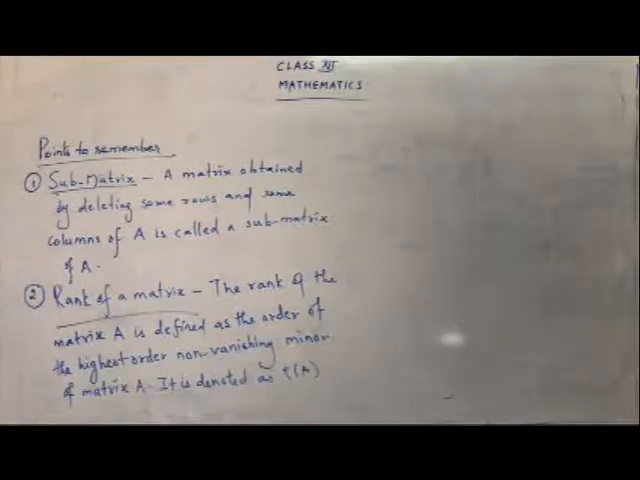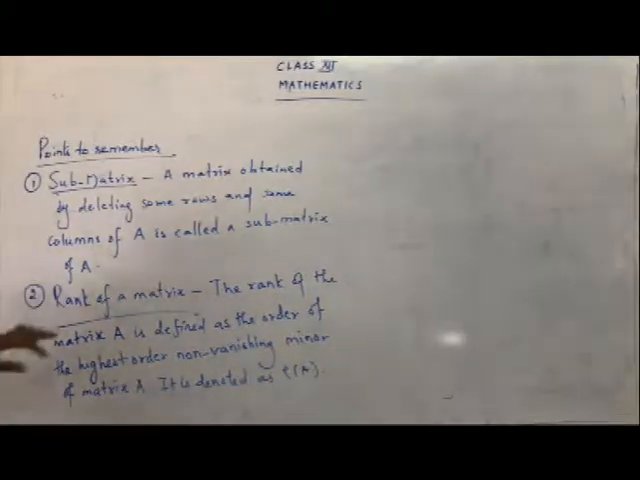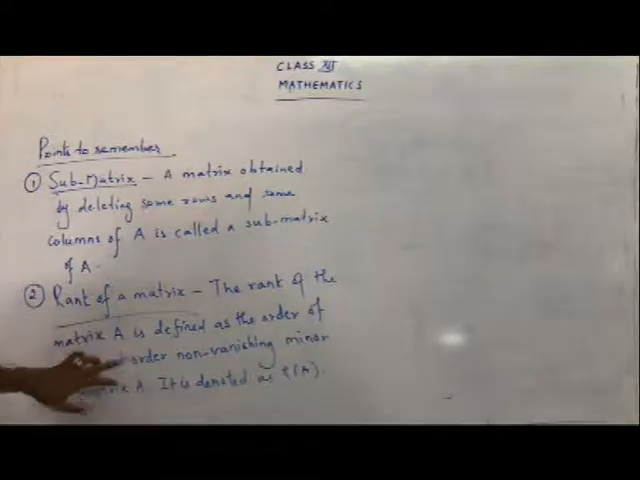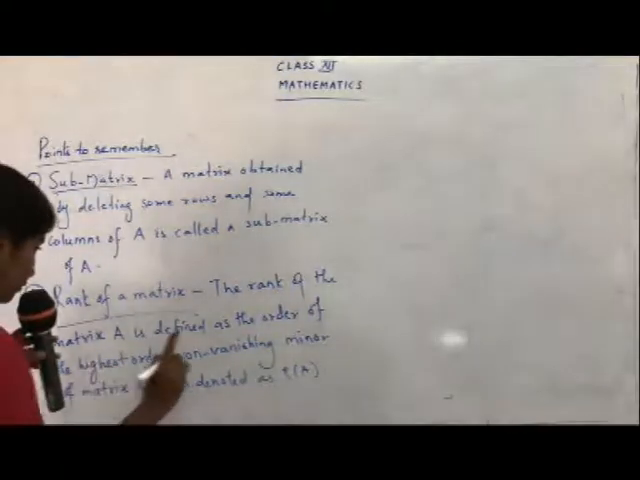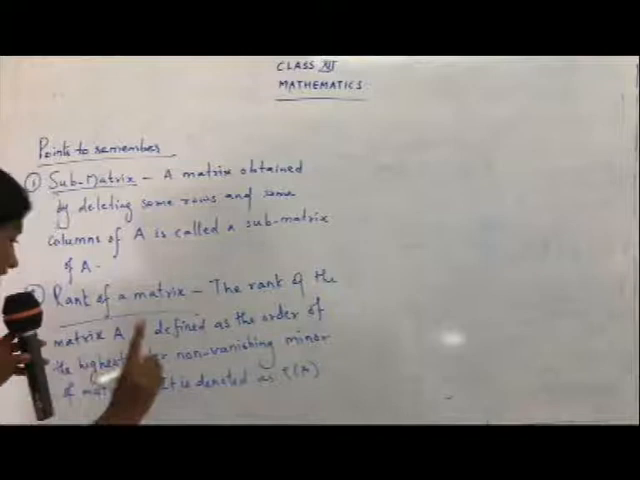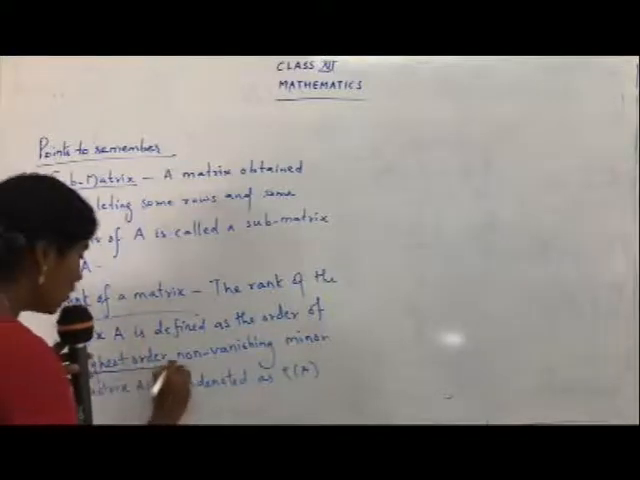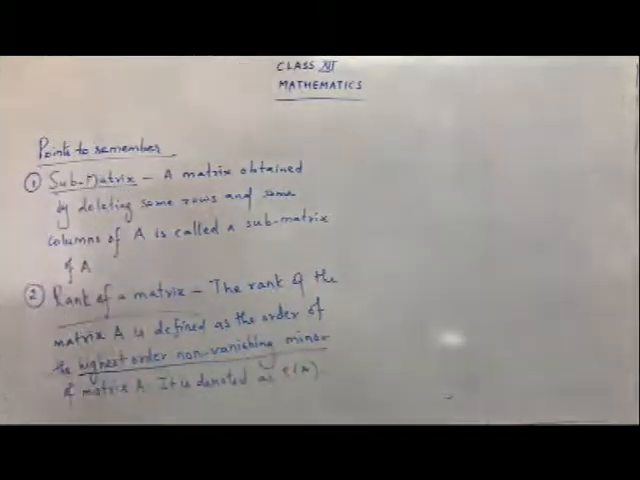So what is the meaning of rank of a matrix? That is what we are going to deal with in exercise 1.2, that is, we are going to find the rank of a particular matrix. The rank of the matrix is defined as the order of the highest order non-vanishing minor. So first you have to find the highest order non-vanishing minor. Non-vanishing minor means the determinant should not be 0.